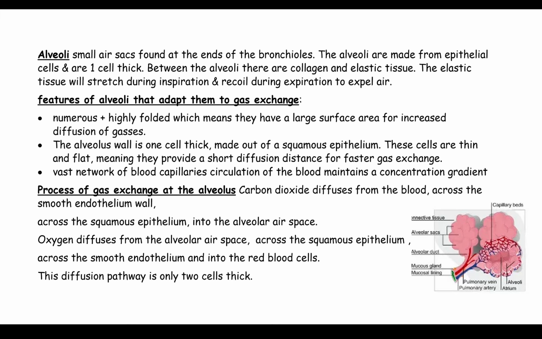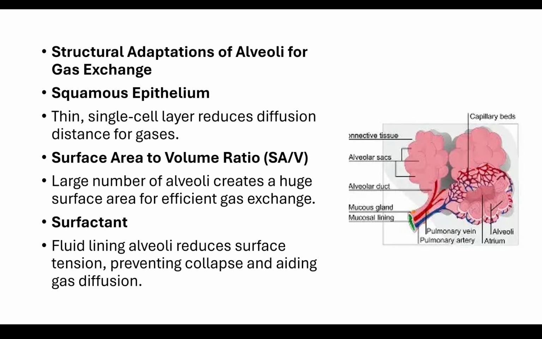The process of gas exchange at the alveoli: carbon dioxide diffuses from the blood plasma across the smooth endothelial wall, across the squamous epithelium into the alveolar airspace. Oxygen diffuses from the alveolar airspace across the squamous epithelium, across the smooth endothelium and into the red blood cells. The diffusion pathway is only 2 cells thick. It's very short.